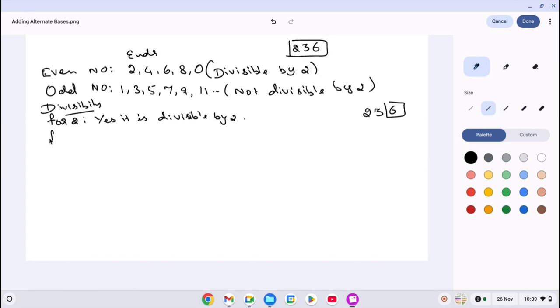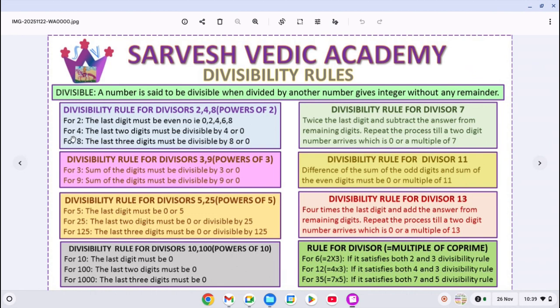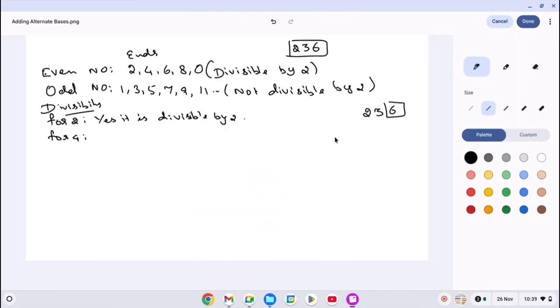Okay, we can go for 4. For 4, what is the divisibility rule? The last 2 digits must be divisible by 4, or they may be 0. If you take 200, immediately we can see the last 2 digits are 0, so we can say that it is divisible by 4 immediately. If you want to check 236, what do you have to do?